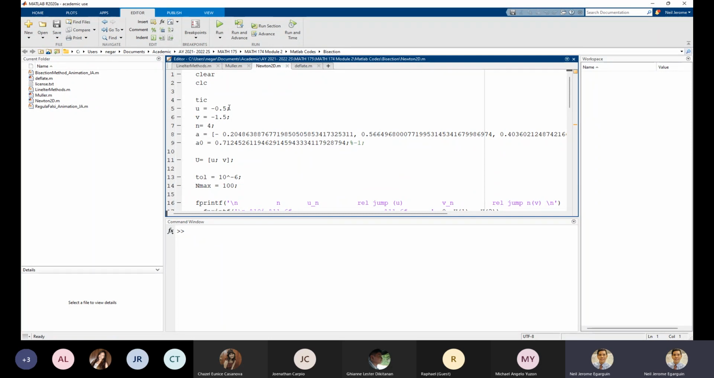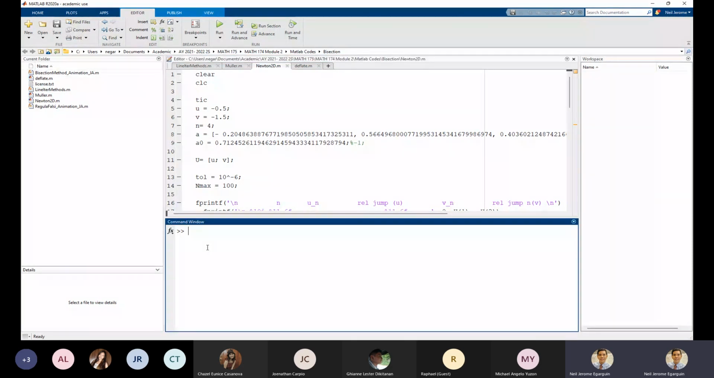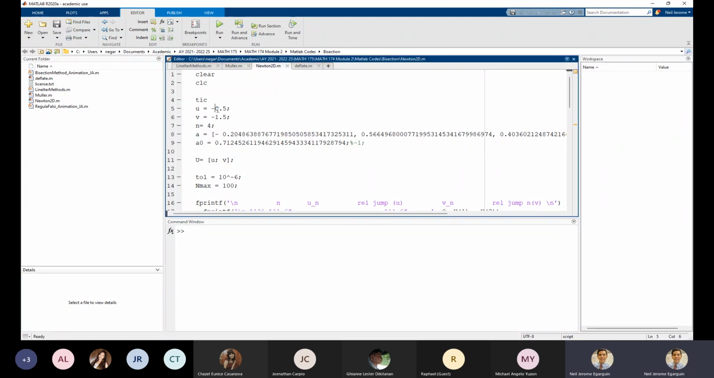4.4 to illustrate. Okay. So, usual clear para walang variables na naiwan from previous runs. CLC para ma-clear yung command window, mawala yung display from previous estimates, from previous runs. Tick para masimulan yung timer. Initial guess, okay? Now, puntahan yung example 4.4.